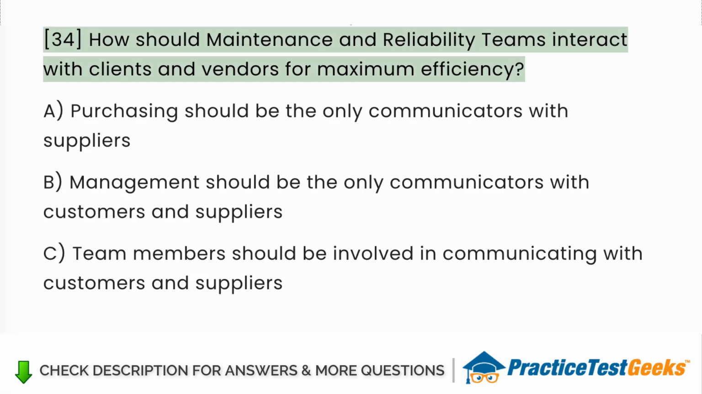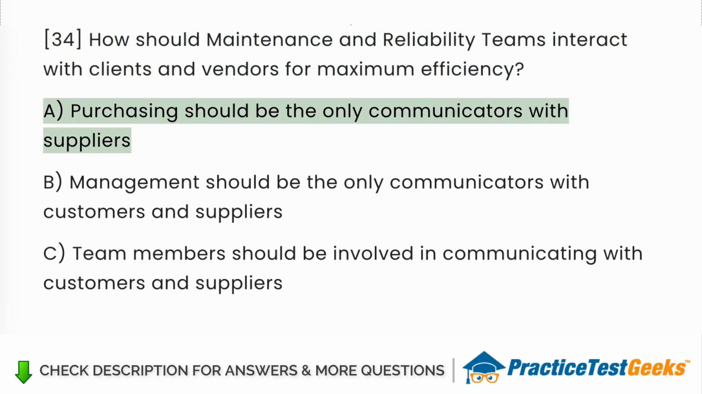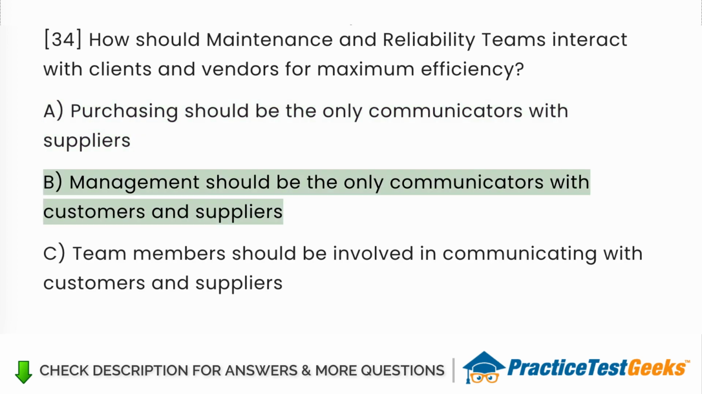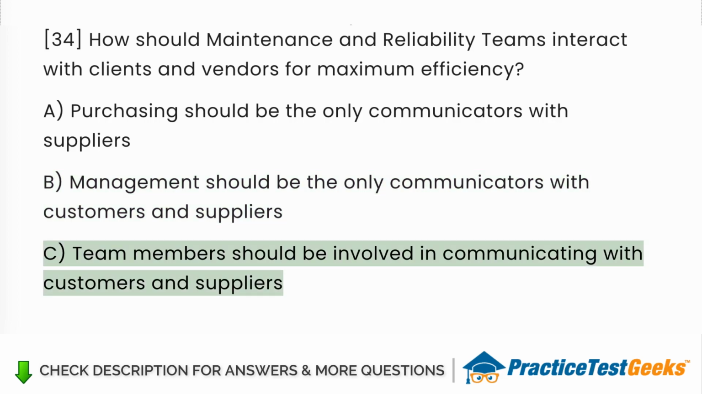How should maintenance and reliability teams interact with clients and vendors for maximum efficiency? A. Purchasing should be the only communicators with suppliers. B. Management should be the only communicators with customers and suppliers. C. Team members should be involved in communicating with customers and suppliers.